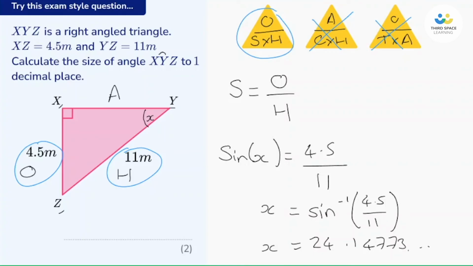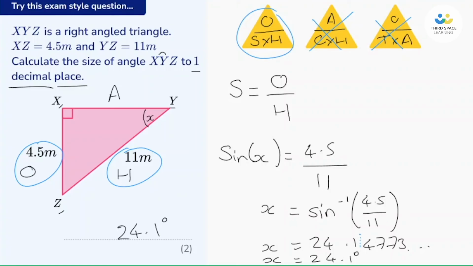Now the question says to 1 decimal place. So let's do that. Well, the first decimal place is where the 1 is, so let's draw a line to the right of it. And we can see on the right we have the digit 4. 4 is lower than 5, so we're going to round down. So x is equal to 24.1, and this is degrees because it's an angle. So let's pop that on the answer line, 24.1 degrees.